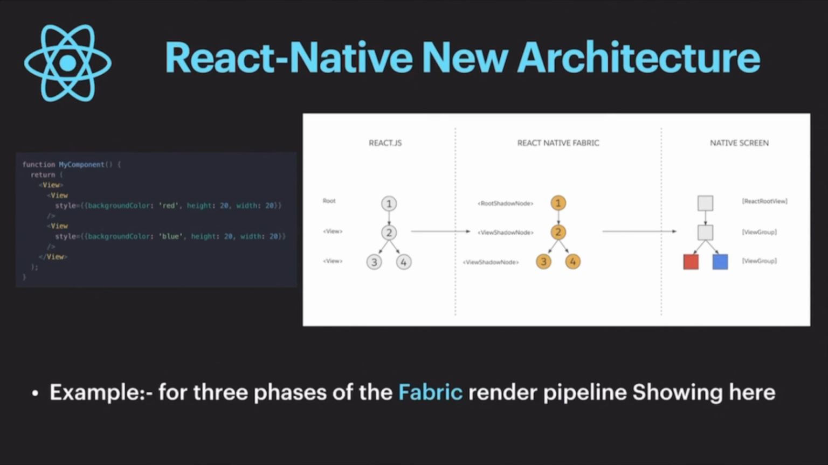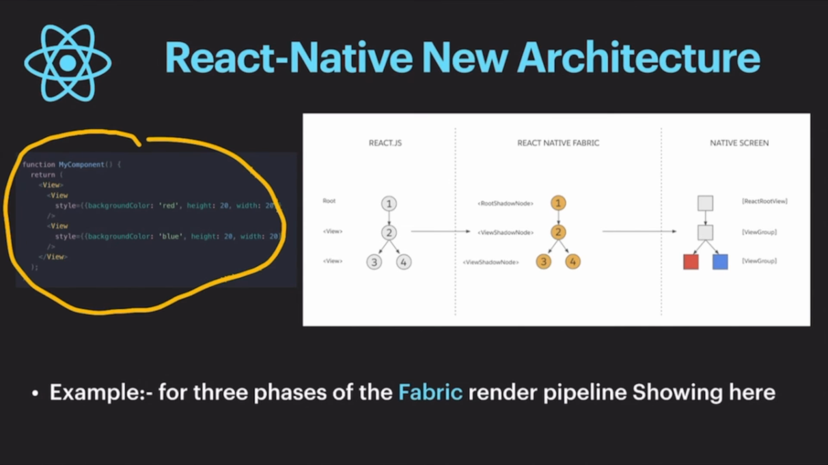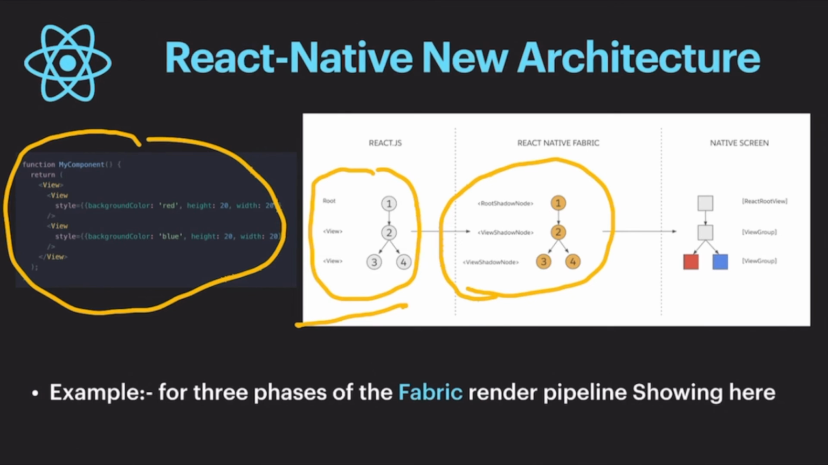Suppose this is the code we want to show on the screen. First of all, in React we create a React element tree. Based on this React element tree, React Native creates a React shadow tree. Based on this React shadow tree, a host view is created, which is what we want to show on the screen. This is how React Native works under the hood.